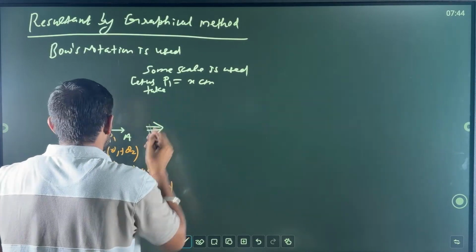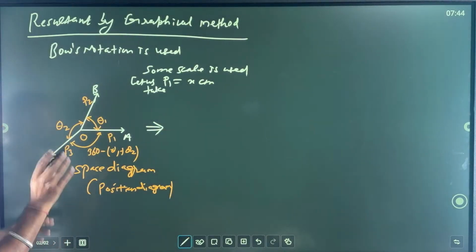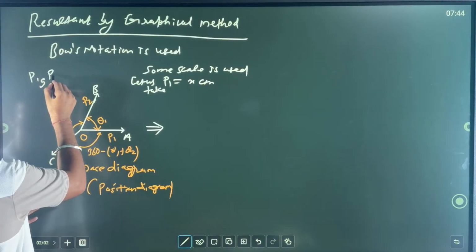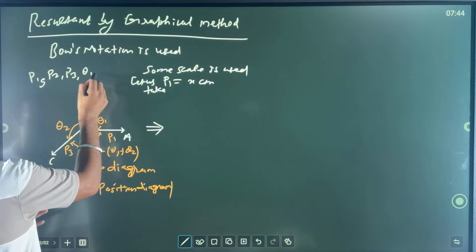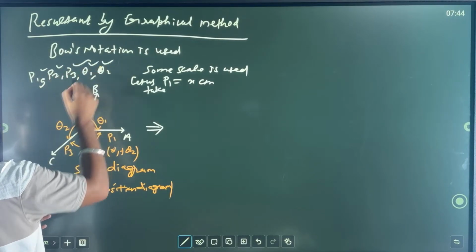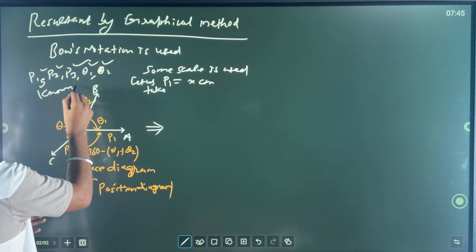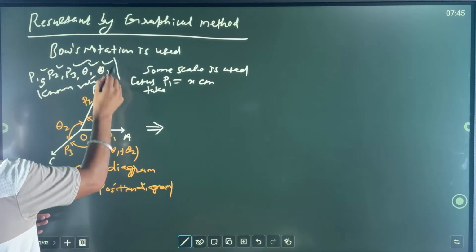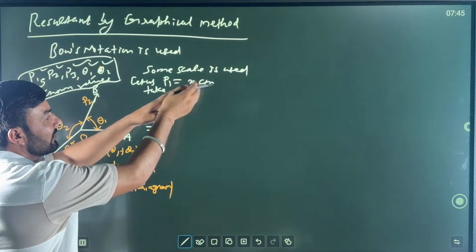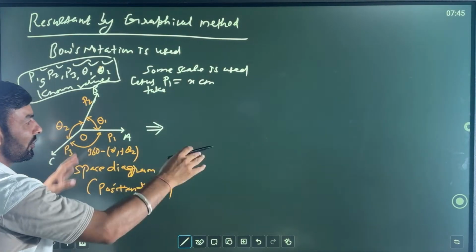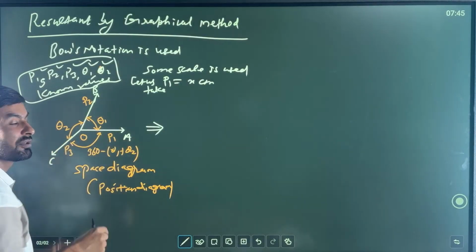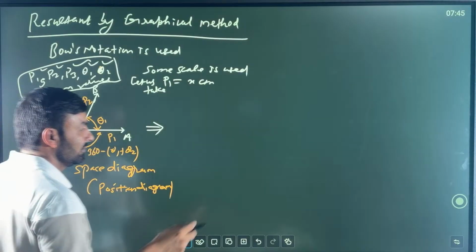P1, P2, P3, theta 1, theta 2 will be given to you. Be careful. These values will be known to you. Known values, be careful. So you assume P1 as X centimeter and draw it along the OA direction, but in small letters. Now we will show small letters. Be careful.